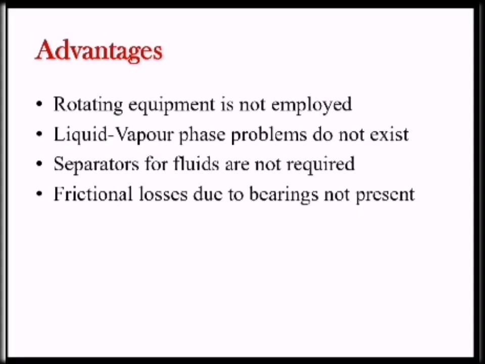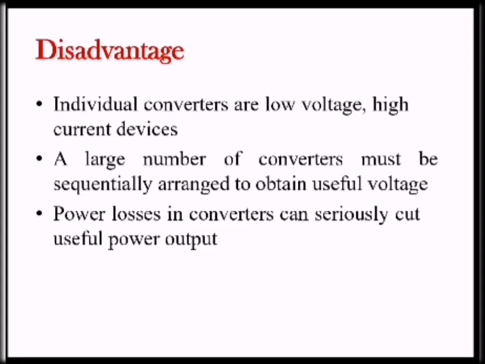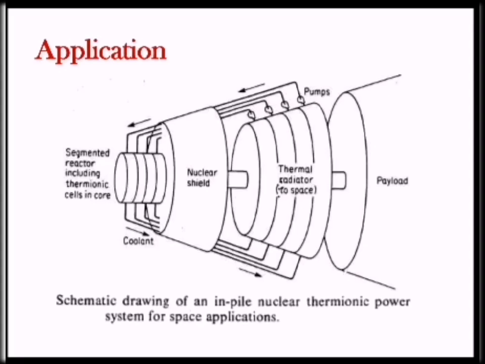The advantages of thermionic converters are: rotating equipment is not employed, liquid vapor phase problems do not exist, separators for fluids are not required, and frictional losses due to bearings are not present. The disadvantages of thermionic converters are: individual converters are low voltage, high current devices. A large number of converters must be sequentially arranged to obtain useful voltage. Power losses in converters can seriously cut useful power output.